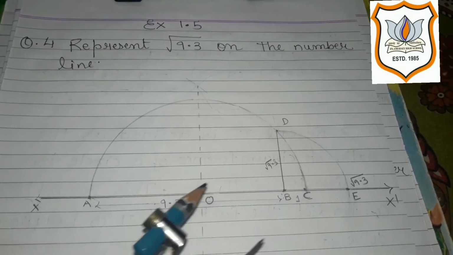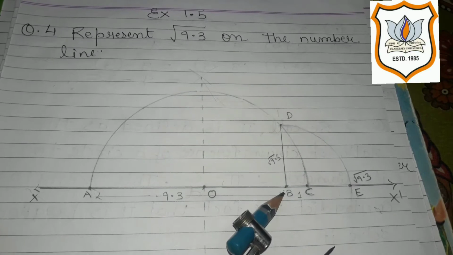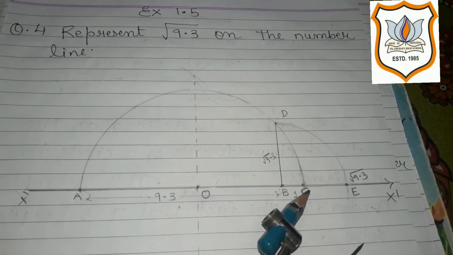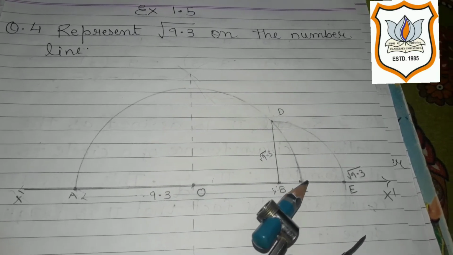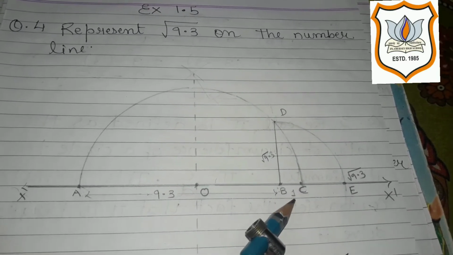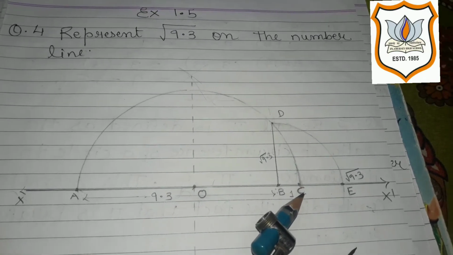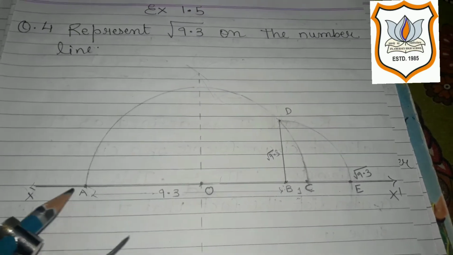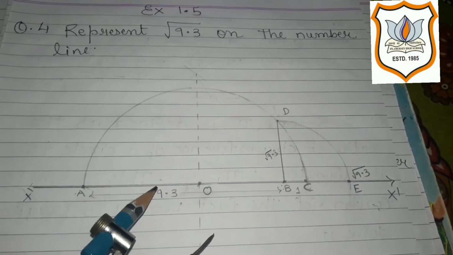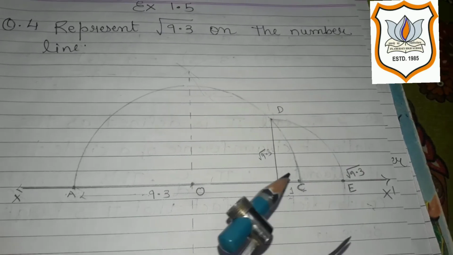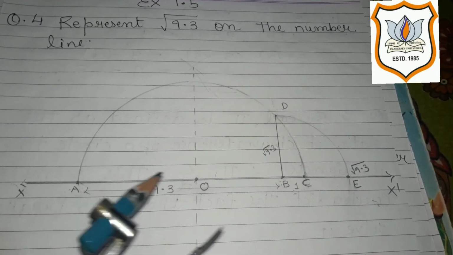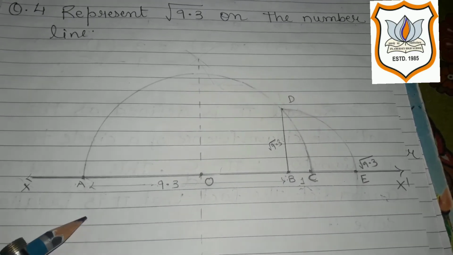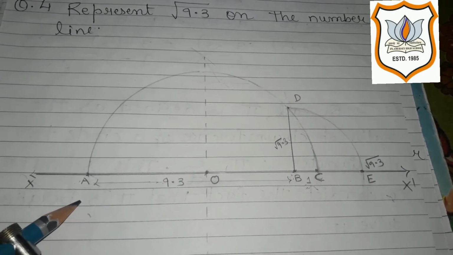Now, after making 9.3, that is AB, make a point above, and this is your point C, which is 1 unit above point B. 1 unit you can take as 1 centimeter also. Hence, your AC will be 9.3 plus 1, that is 10.3. In all, AC is equal to 10.3. This is our first step to draw root of 9.3.